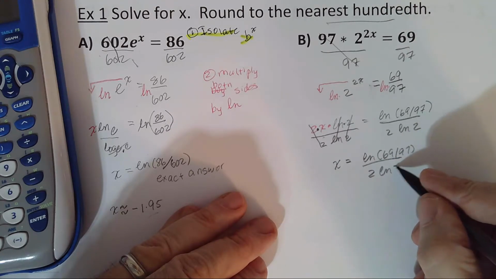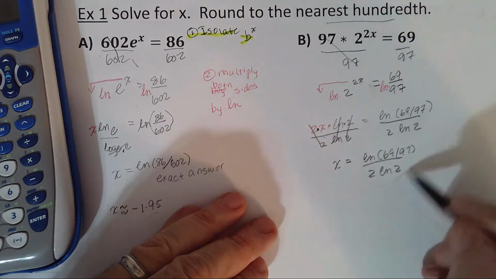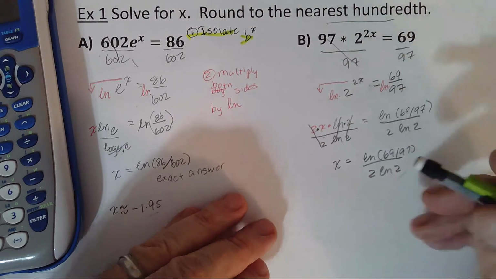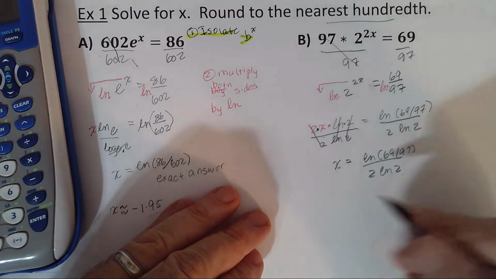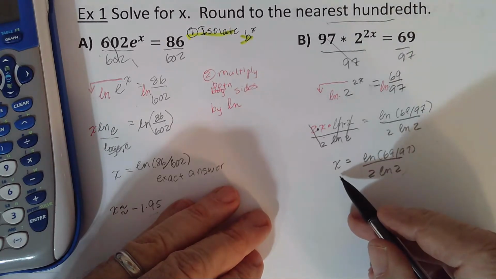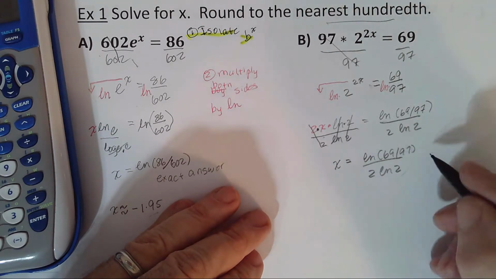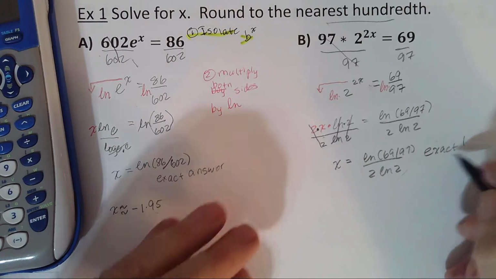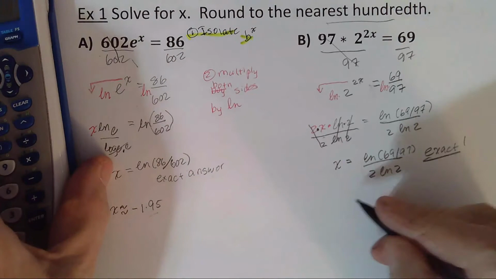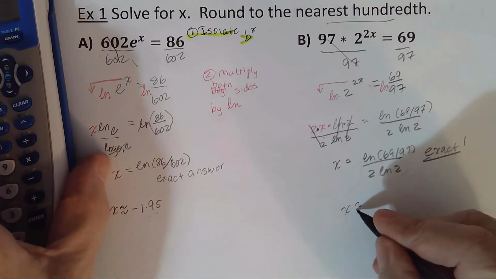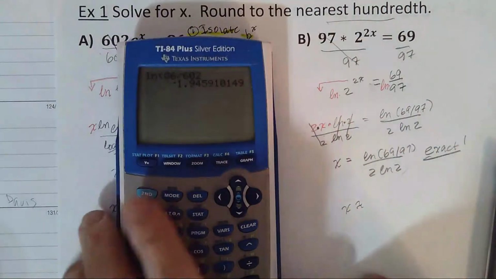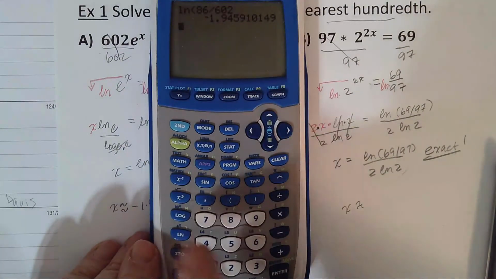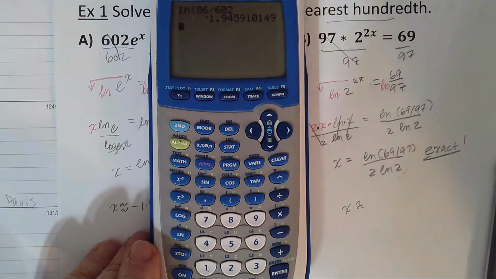Now all of this is a number. This is all a number now. There's no exponent, there's no variables in it. The x is over here, that's the variable. So this is an exact answer. Okay? So let's just go ahead and find out approximately what this is. I can put this in the calculator now. So I'm going to type again natural log. Let me lighten this up a little bit here.